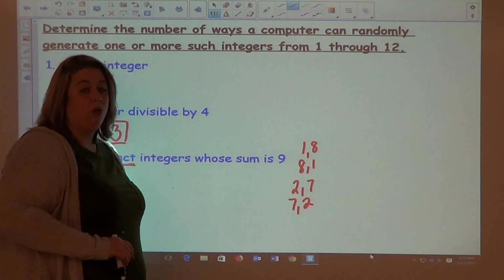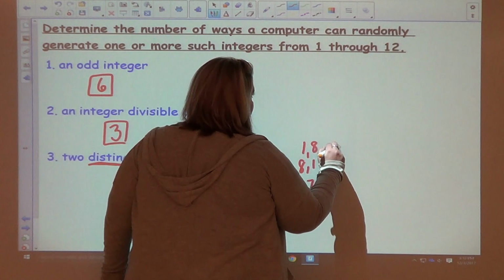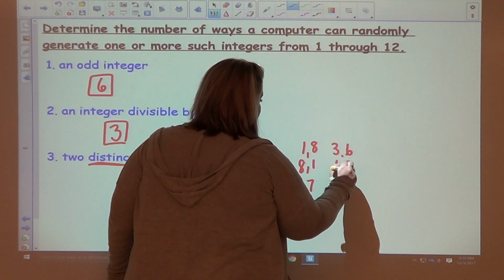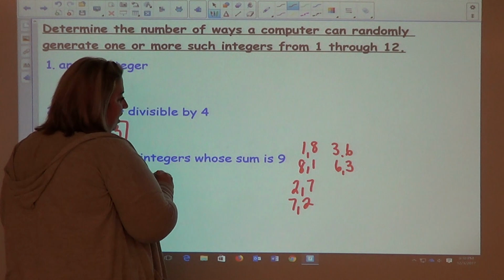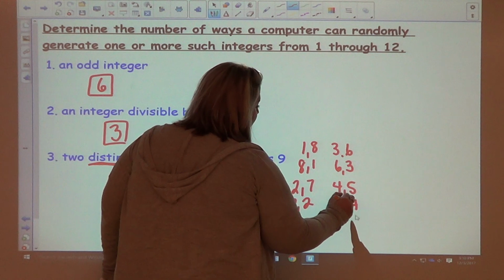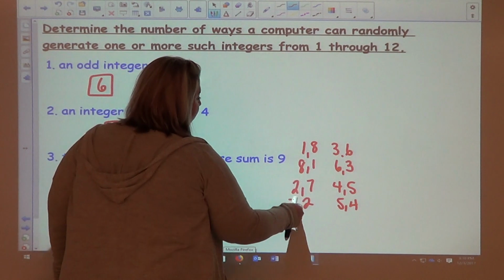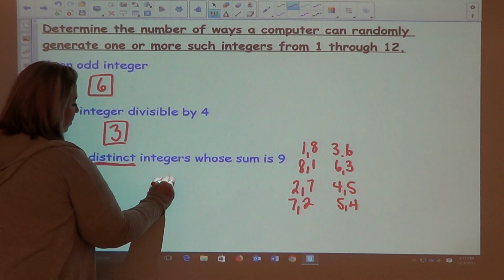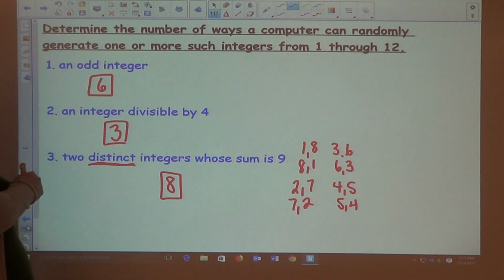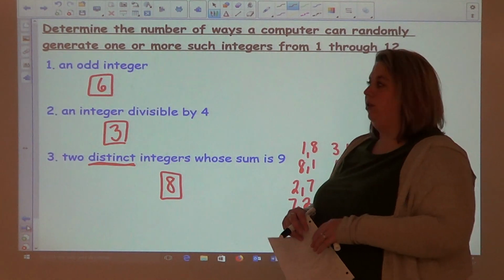Now remember, your numbers only go from 1 to 12. Okay, and I'm going to just write them out. So I did 1 and 8, 2 and 7, 3 and 6, 6 and 3. Then I'll do 4 and 5, 5 and 4. I've already done 6s, so I'm done. So how many different ways are there? 1, 2, 3, 4, 5, 6, 7, 8. So my answer would be 8. Okay, so the word distinct means that it matters on the order.